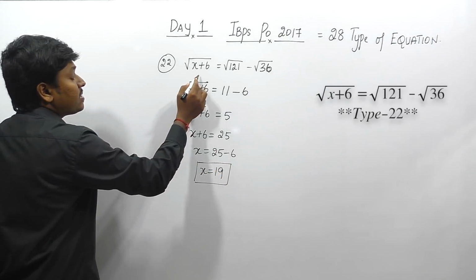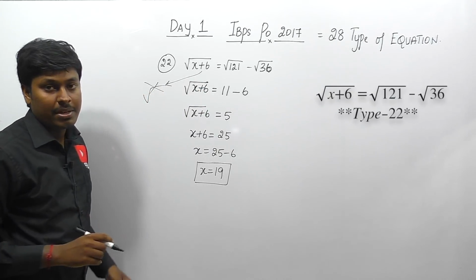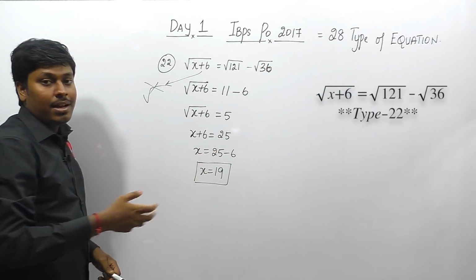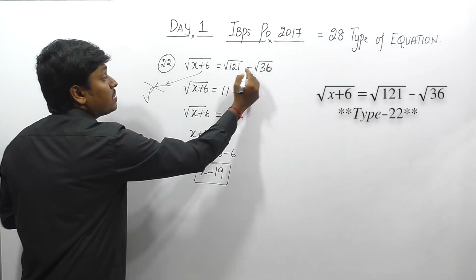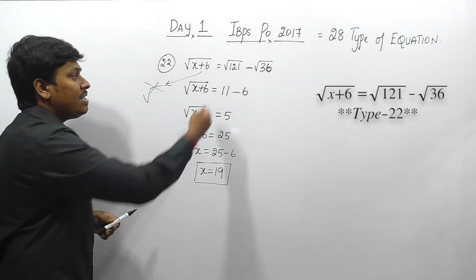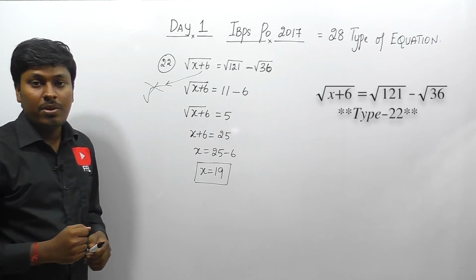So don't make this mistake. By seeing this equation, don't try to cancel the roots. That is a wrong method, right? If you find only root of 121 here, then you can cancel by taking square on both sides. But here there are two terms, one of them being minus root 36. So you should not take square on both sides. Initially simplify both the values, and after simplifying, then take square on both sides.